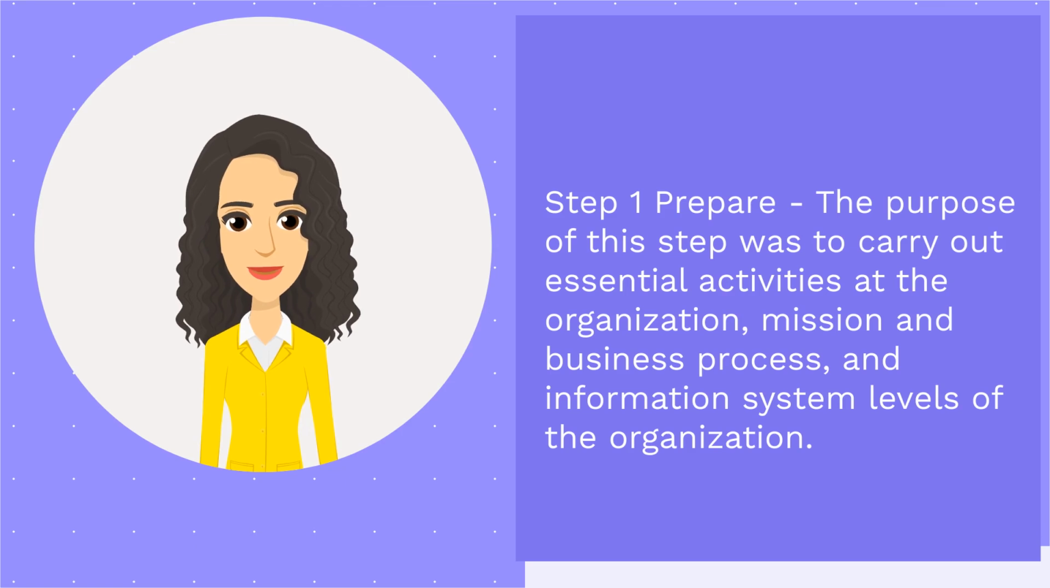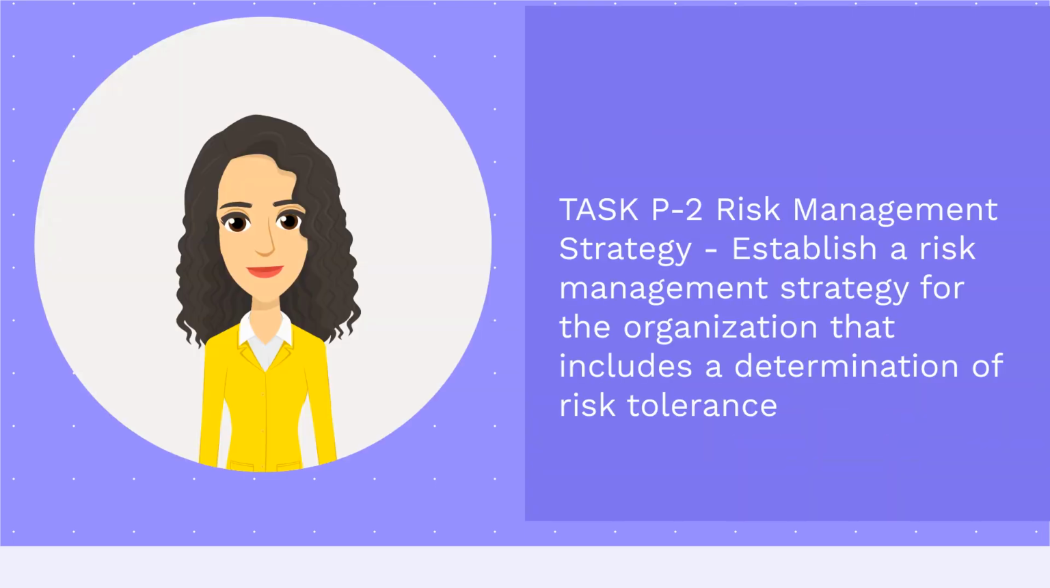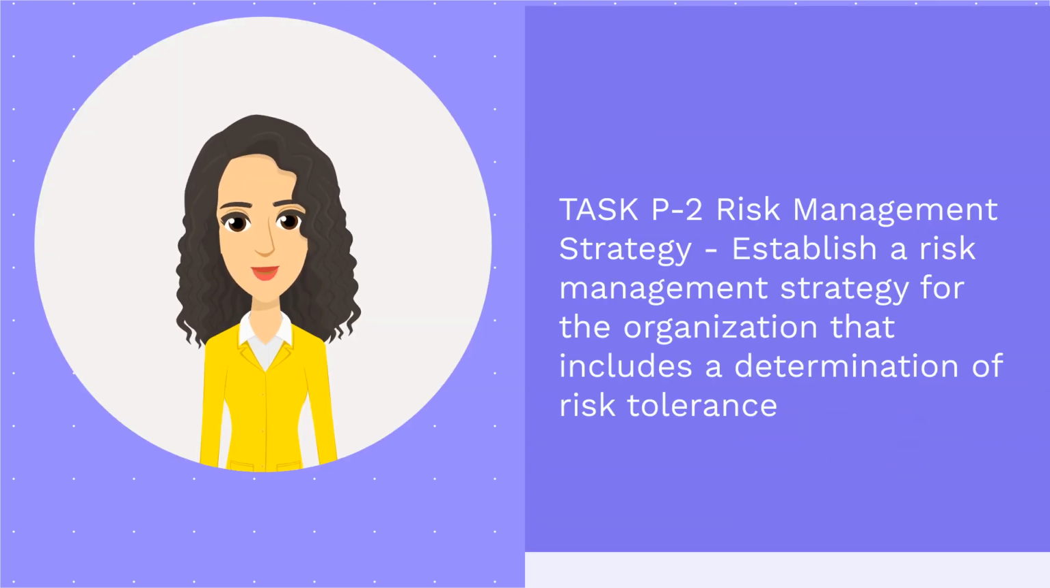Step 1. Prepare. The purpose of this step is to carry out essential activities at the organization, mission and business process, and information system levels of the organization. Task B1. Risk management roles. Identify and assign individuals to specific roles associated with security and privacy risk management. Task B2. Risk management strategy. Establish a risk management strategy for the organization that includes a determination of risk tolerance.